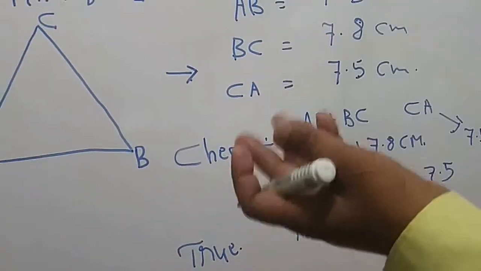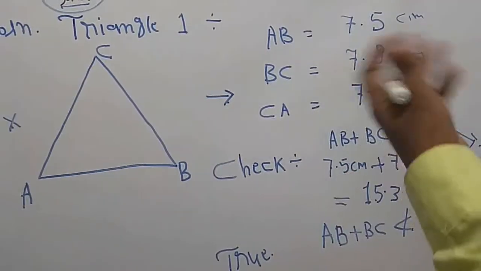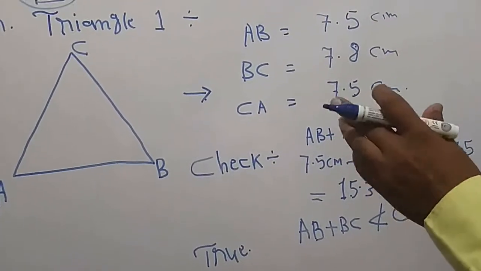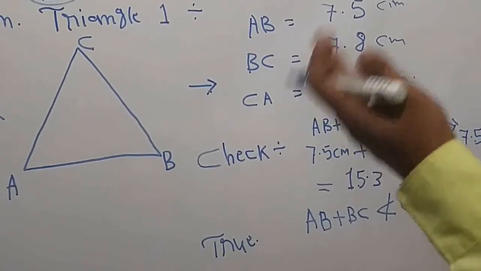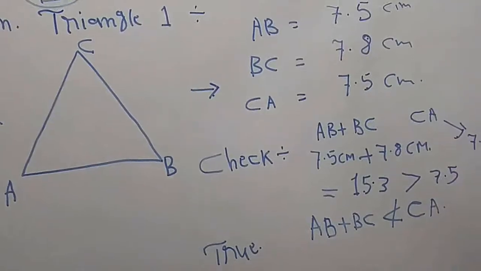For that we draw, each and every time, triangles of different measurements. Then we add the lengths of two sides and compare with the third side, and then we take the decision whether it is greater or lesser.